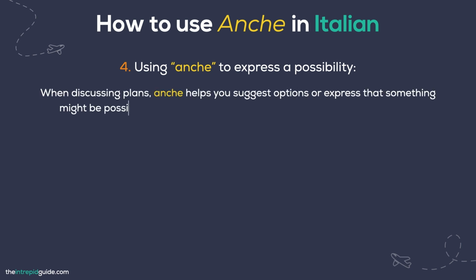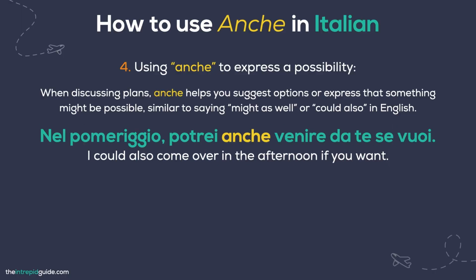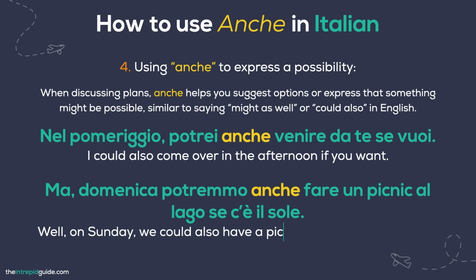We also use anche to express a possibility. Now, when discussing plans, anche helps you suggest options or express that something might be possible, similar to saying might as well or could also in English. For example, Nel pomeriggio potrei anche venire da te se vuoi. I could also come over in the afternoon if you want. Ma domenica potremmo anche fare un picnic al lago se c'è il sole. Well, on Sunday, we could also have a picnic by the lake if it's sunny.